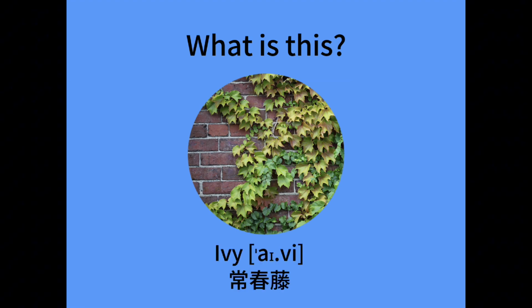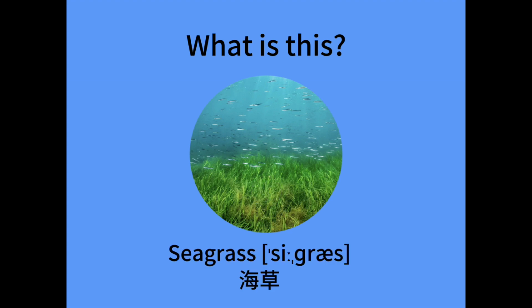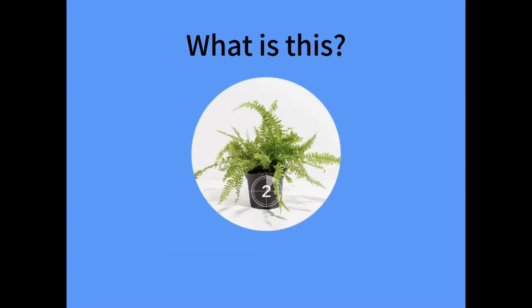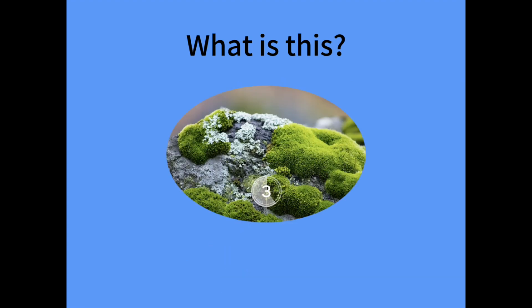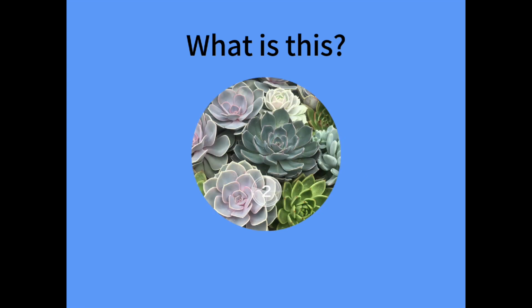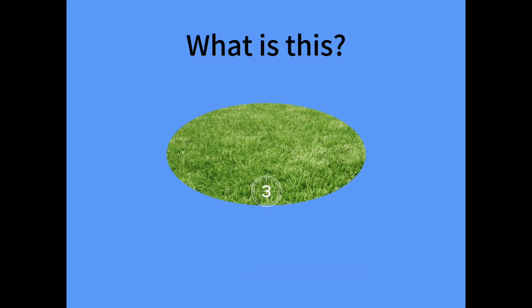What is this? Ivy. What is this? Seagrass. What is this? Fern. What is this? Moss. What is this? Succulent.